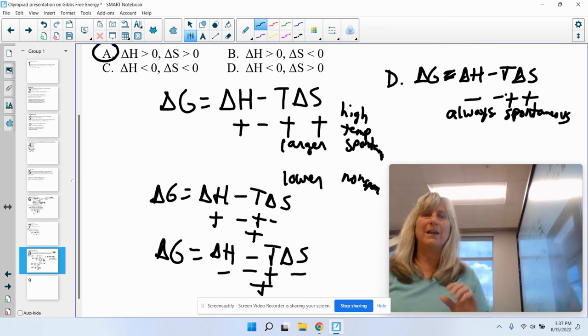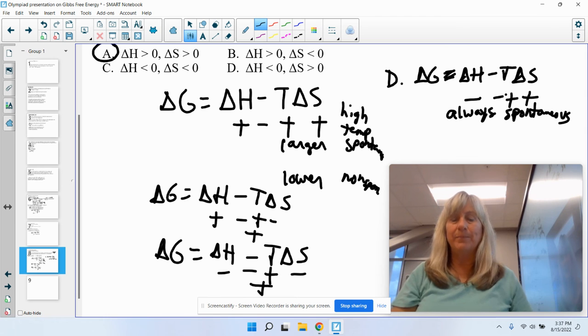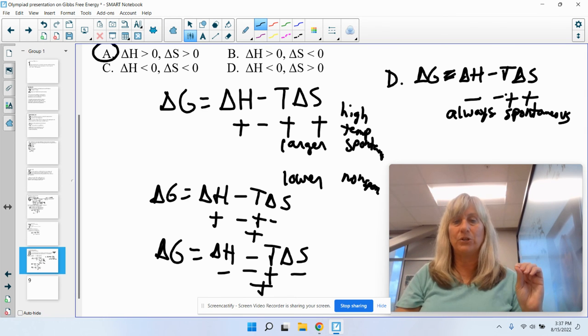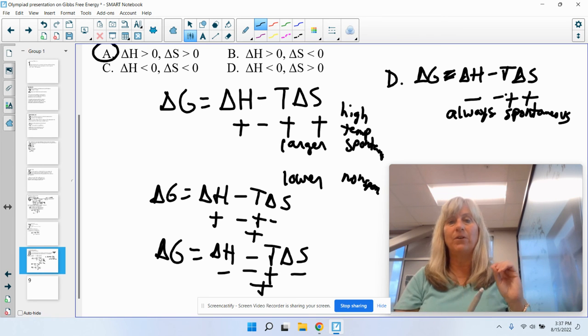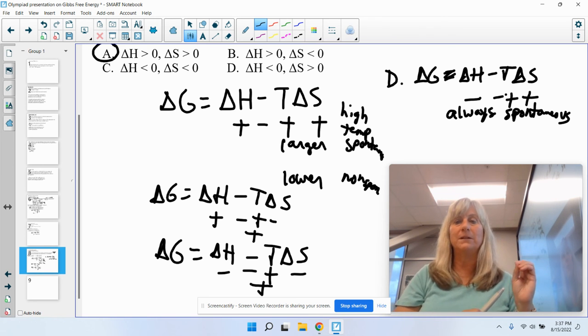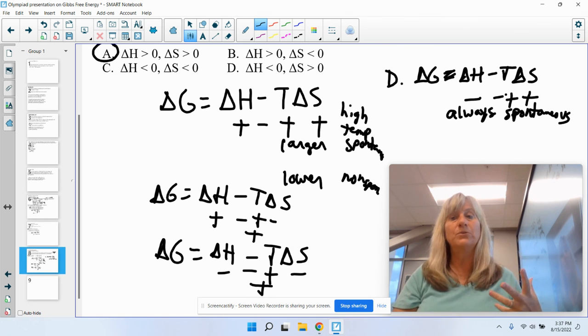Okay, so again, knowing what the signs are, if you actually have to calculate, make sure you watch your units, and otherwise just playing around with the signs and figuring out when you can make delta G negative, under what conditions. Those are the most common type of questions with delta G and spontaneity on the Olympiad.